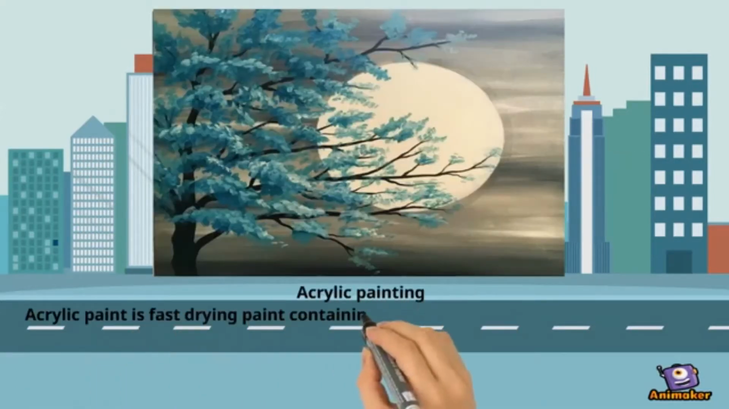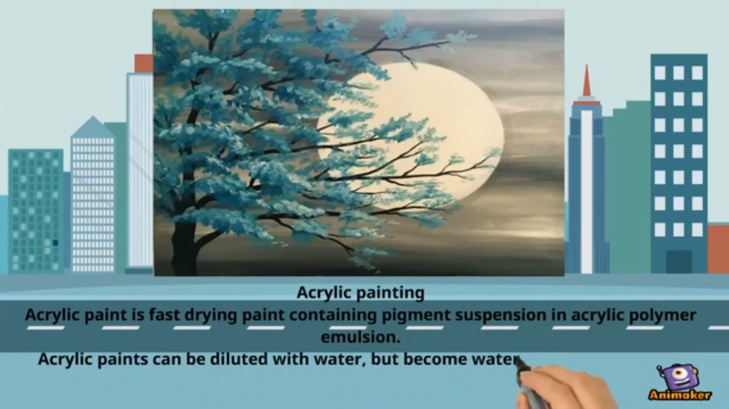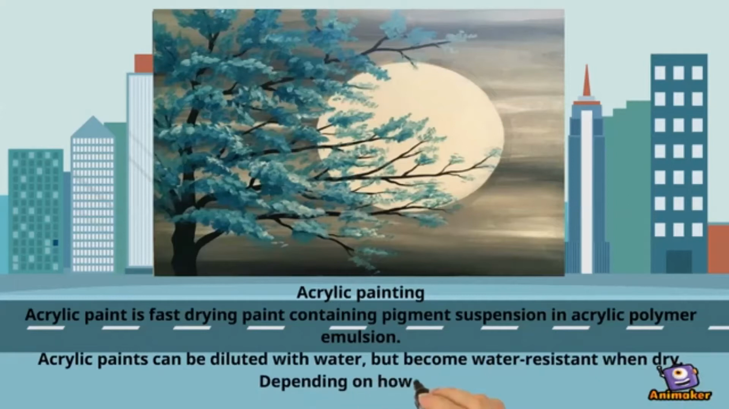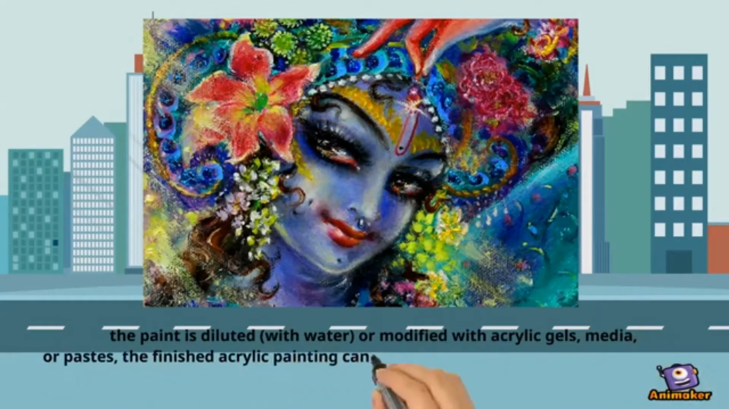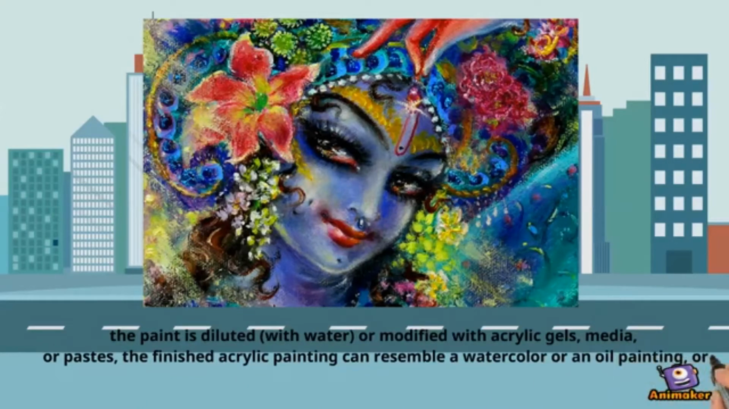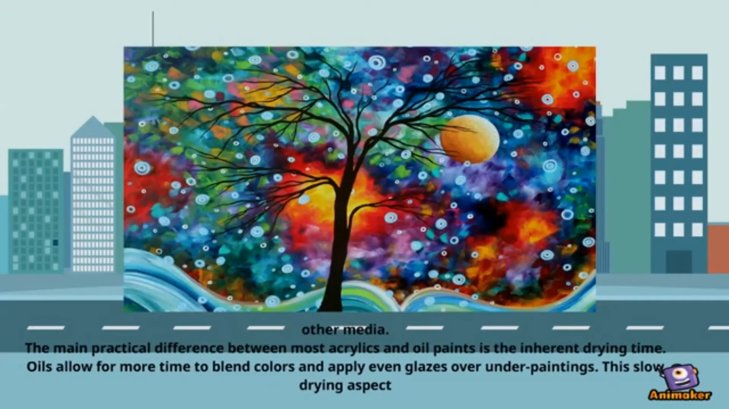Acrylic paint is fast-drying paint containing pigment suspension in acrylic polymer emulsion. Acrylic paints can be diluted with water, but become water-resistant when dry. Depending on how much the paint is diluted with water, or modified with acrylic gels, media, or pastes, the finished acrylic painting can resemble a watercolor or an oil painting, or have its own unique characteristics not attainable with other media. The main practical difference between most acrylics and oil paints is the inherent drying time.